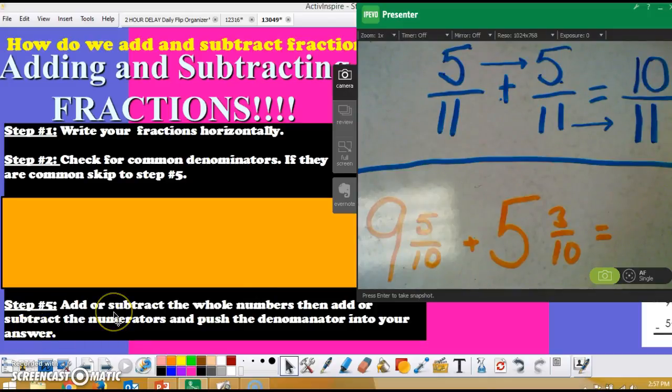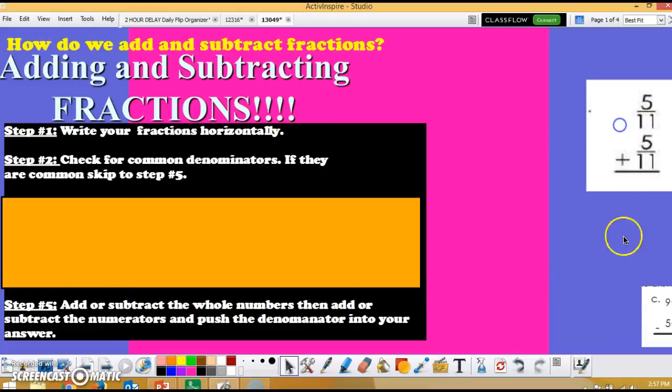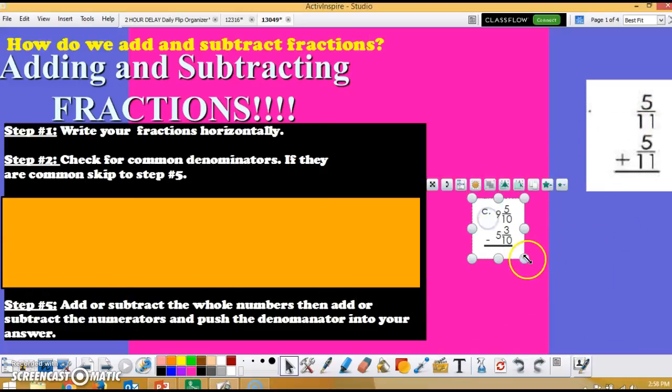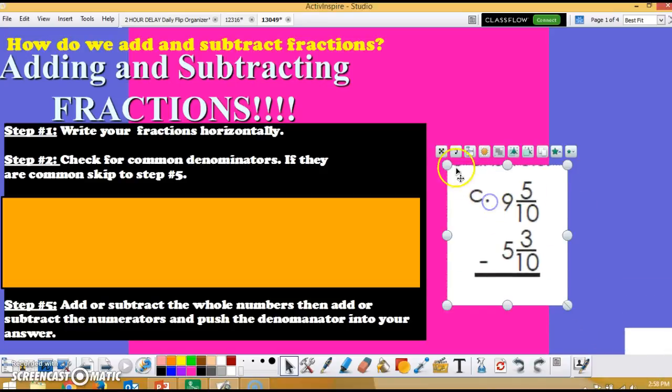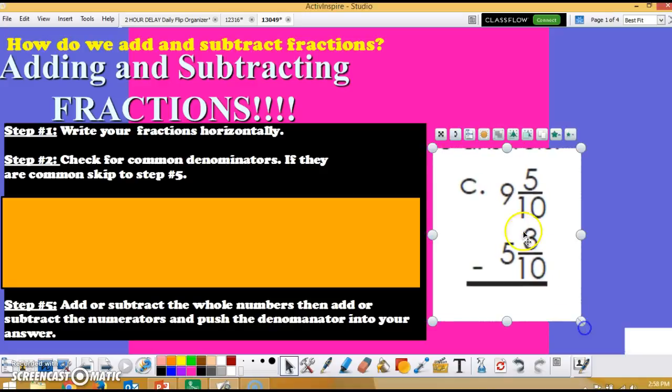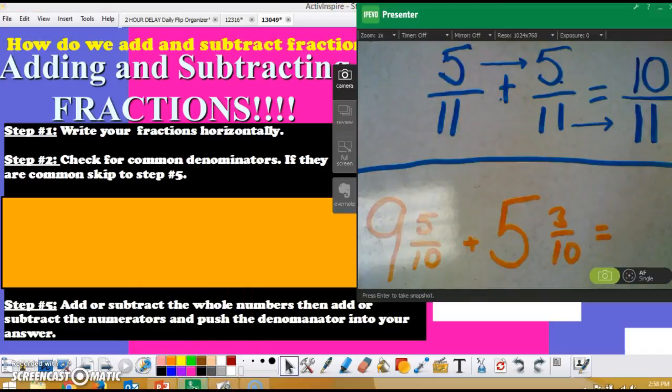Remember, this is step 5 because if they're not common denominators, you need to add 2 steps, but that's for another unit. Let's take a look at the other example that you maybe already saw in orange. The reason this example is a little bit different is because I have whole numbers. A whole number with a fraction is known as a mixed number. My whole number 9, my whole number 5, and my fraction 5/10 with 3/10. So in this case, I do have to follow step 5 specifically. And if I don't, I'm probably going to get the problem wrong.